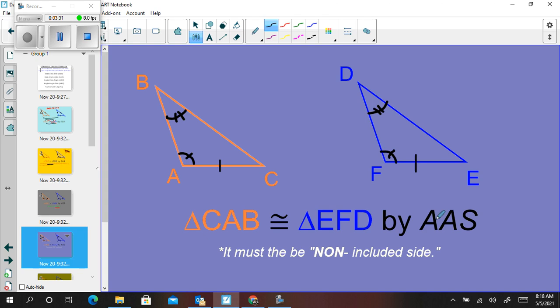Next we have angle, angle, side, the non-included side. So we go angle, then a side outside, so it's angle, skip a side, angle. It is the non-included side, and that's how it's written, angle, angle, then a side is third. It could look like this also. It could come here, and it could be this side. Angle, angle, side.